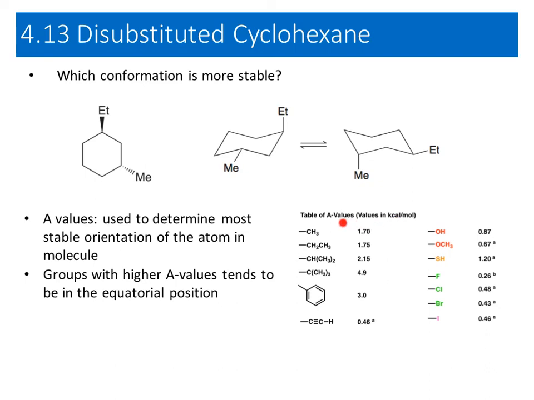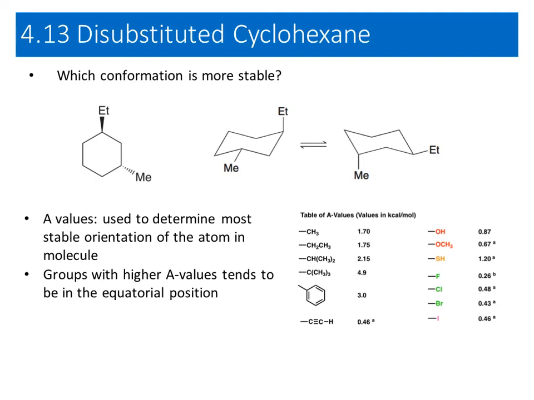Here is the table of A values. So the larger the atom, the higher the A value would be. So this group, this is the tertiary butyl group. It has the highest A value in this table. And after that, we have phenyl substituent. So it gets the A value of 3.